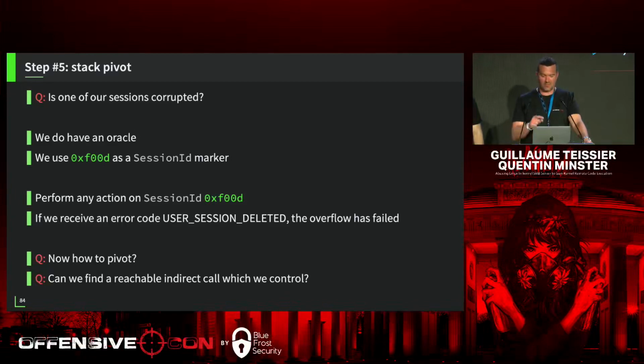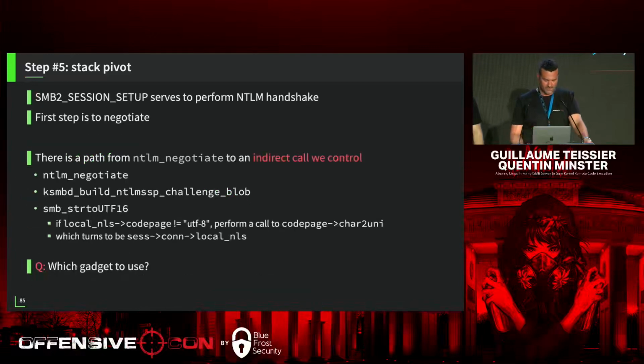So now the question is, when the overflow works, what can we do? We are looking for some indirect function call that we control, and in fact there is a path between SMB2 session setup, which will perform the NTLM handshake, and one indirect call here, which is the codepage char2uni function, which will be called. This path here is okay because now we control the session. We have overwritten the session with a fake conn pointer. Then we can control the local NLS, which will be used to dereference the memory and to perform the indirect call later. So now the question is, which gadget could we use in order to stack pivot, now that we control the function that will be called?